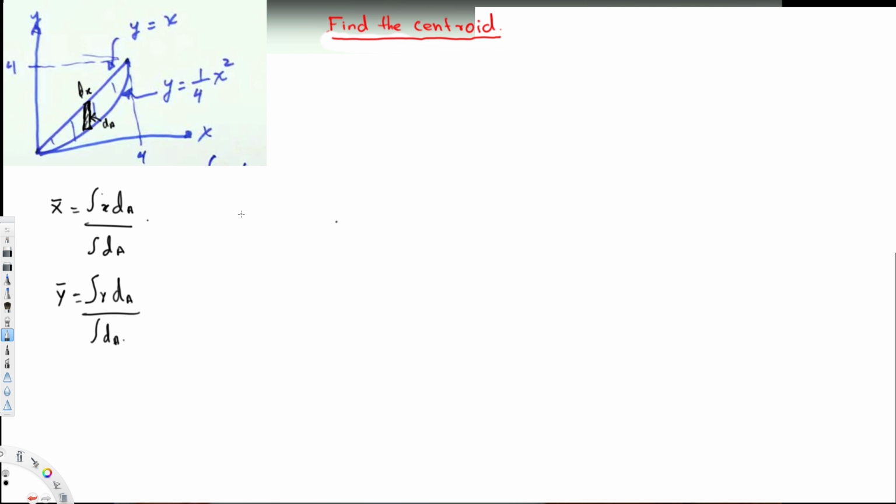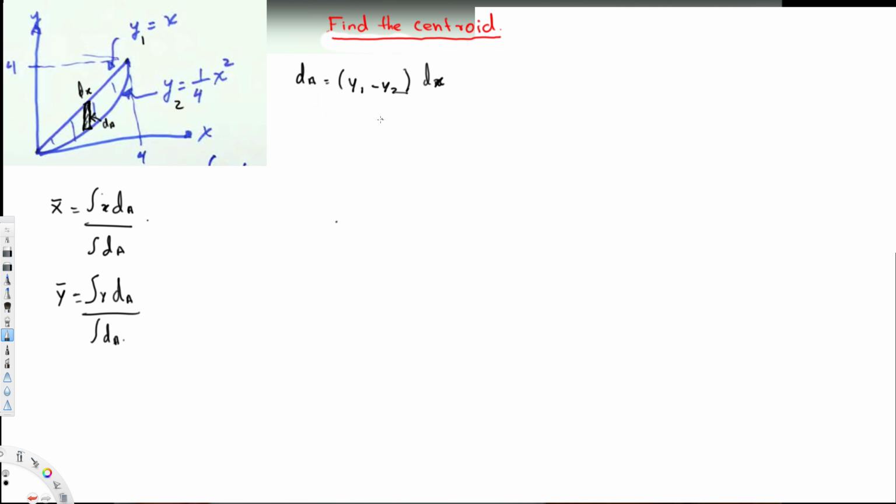Then what I have to do is create an equation for dA. It's a differential, so dA is going to be equal to y1 minus y2. I take this one as y1, this is y2, and that multiplied by dx. So this is going to give us the area.